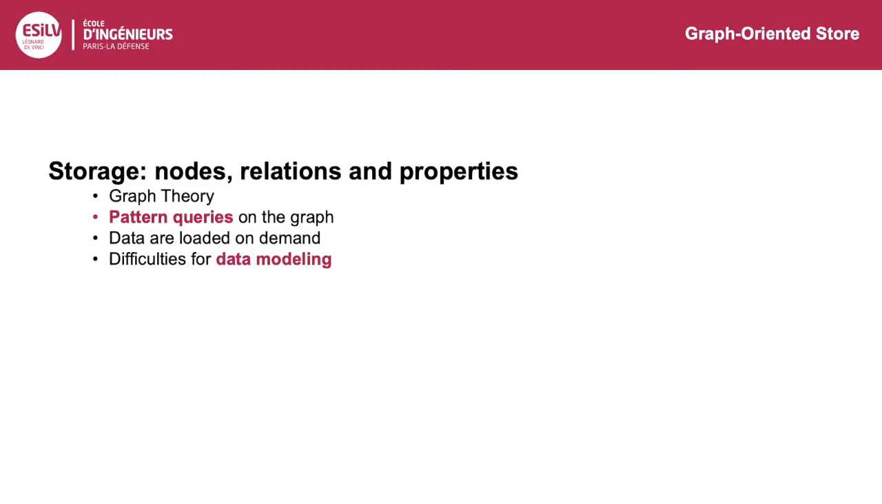So you provide this type of patterns in order to find information according to the way that information is joined together. So if you have a database with many joins, it's all the more interesting to use graph-oriented stores. In order to be efficient and not load the whole graph at once, the nodes which are required are loaded on demand. But the main difficulty is to know how to model the information inside the graph database.